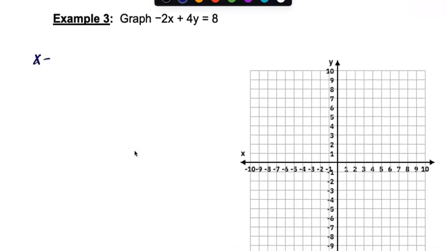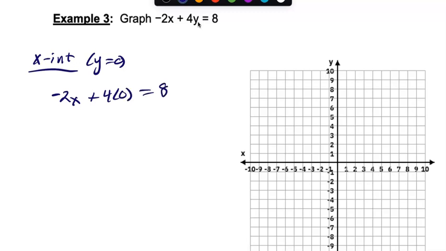So I'm going to find the x-intercept. We're going to let y equal 0. So we're going to go into our equation and substitute 0 in for y. So it looks like this: negative 2x plus 4 times 0 equals 8. So then I get negative 2x plus 0 equals 8. Negative 2x equals 8. Right, the 0 just goes away because 4 times 0 is 0.